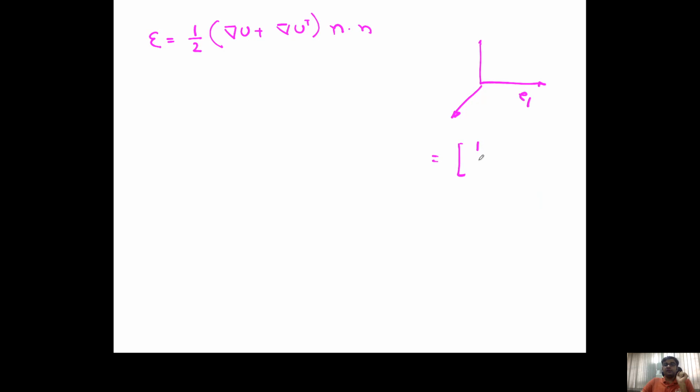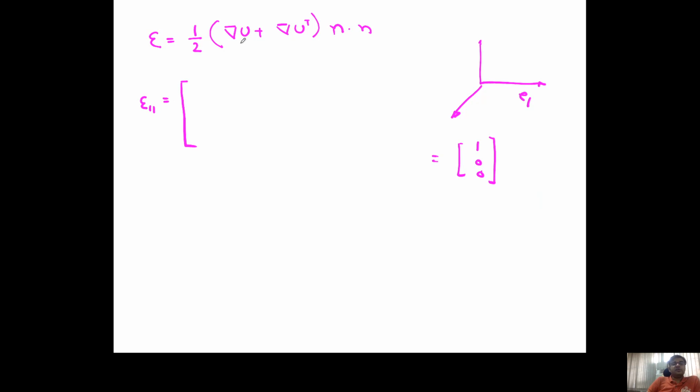So I want to compute epsilon, right? First, let me write down the formula. So this is half gradient of u plus gradient of u transpose, n dot n. And then we have this one. So this is E1, and E1, if you remember, is 1, 0, 0. So if I want to find out epsilon 1, 1, let us do this thing.